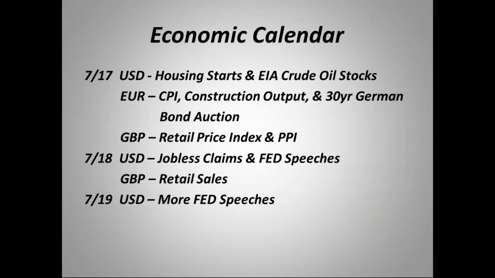Let's start off, and we are going to look at the economic calendar. Today, for the US dollar, we have housing starts, and we have the EIA crude oil stocks number, which is later this afternoon. It's not coming out until after most of the trading day has run its course. Then, for the euro, we have CPI, construction output, and there's also a 30-year German bond auction, which, even though it has to do with Germany, is one of the biggest influencers for the EU, so that's definitely going to have some impact, I would think, on the euro, US dollar, perhaps.